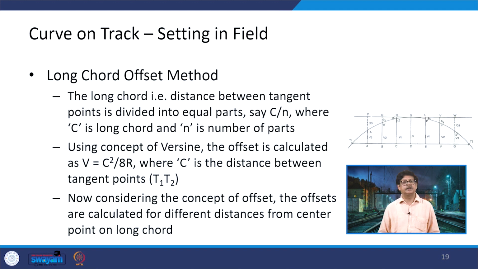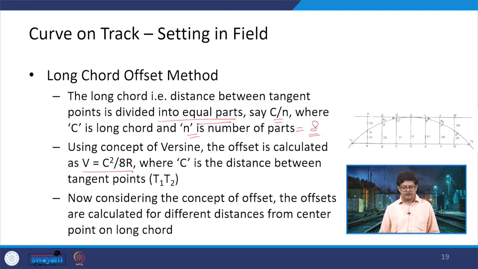So, the same thing is being defined here. The long chord distance between the tangents is divided into equal parts, say C by n, where n is the number of parts. As I said, usually we go for 8 parts. The concept of versine is being used. So, versine is C square divided by 8r.